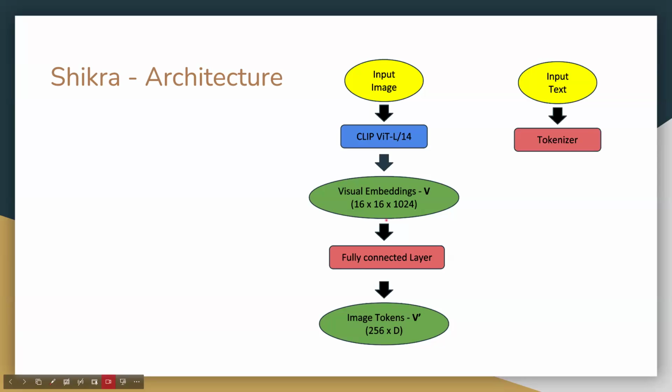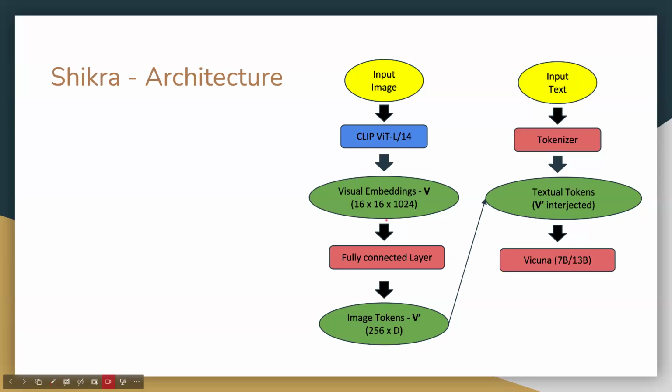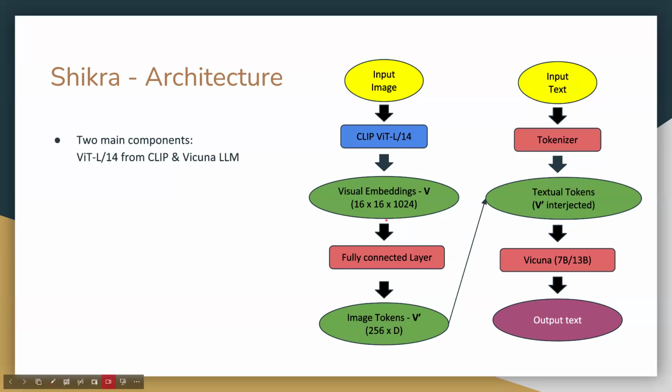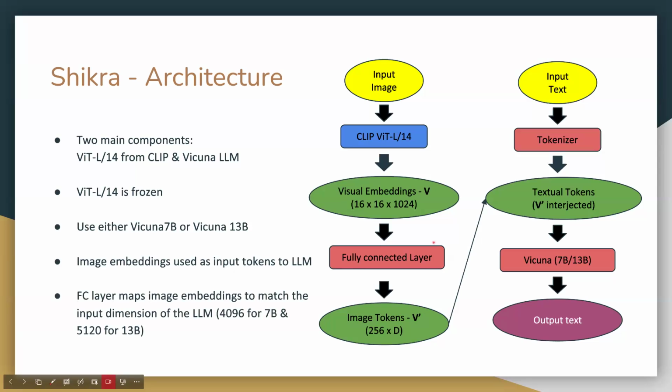So, for example, the input text passes through the tokenizer, you get textual tokens, and then you interject the image tokens with the textual tokens. So they're not being passed within a cross-attention mechanism as you saw previously. These are just being input like normal textual tokens into the LLM. So there are 2 main components, and this fully connected layer and the Vicuna LLM are the trainable components. The ViT is frozen, and that's about it.